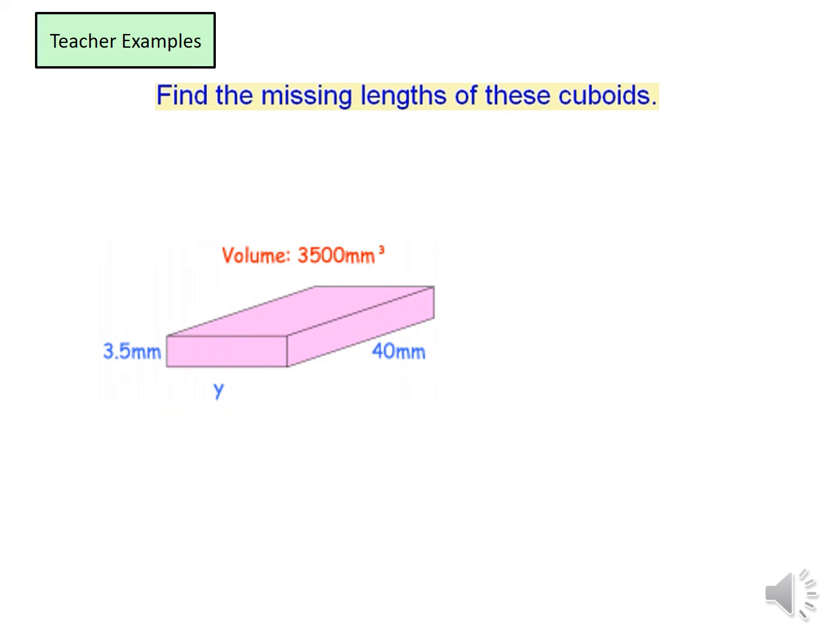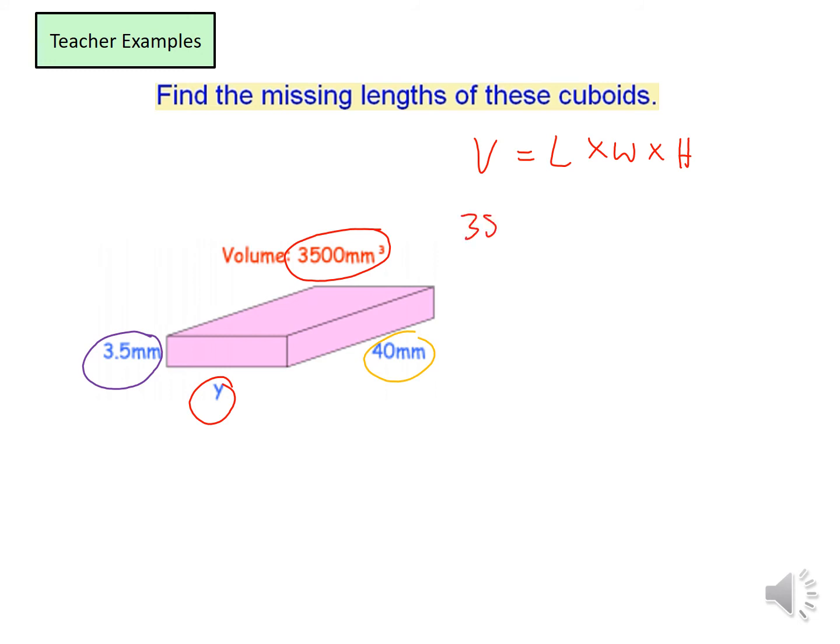Okay, so for this example, it's the same process. However, I'm just going to quickly go through it because we have some decimals involved. So let's recall our volume formula. Volume is equal to length times width times height. We know our volume, we know our length, we know our height, but we do not know our width. So I'm just going to substitute the known ones into this formula here.